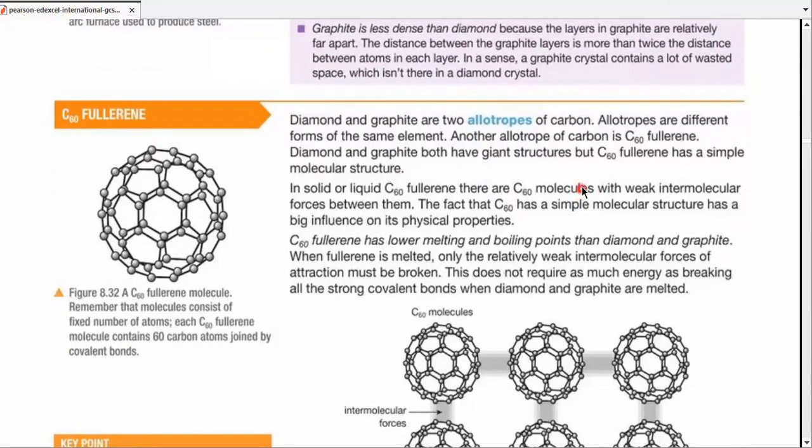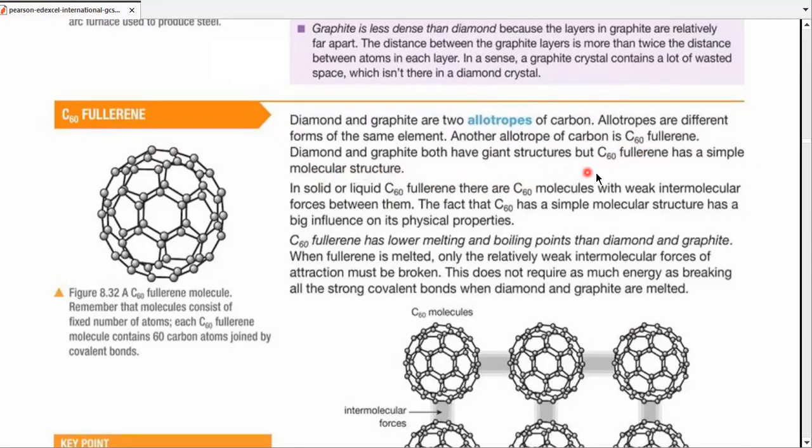C60 fullerenes. Diamond and graphite are 2 allotropes of carbon. Allotropes are different forms of the same element because of having a differently arranged arrangement of atoms. For example, diamond has tetrahedrally arranged carbon atoms, and graphite has hexagonally layered carbon atoms. Another allotrope is carbon 60 fullerene.